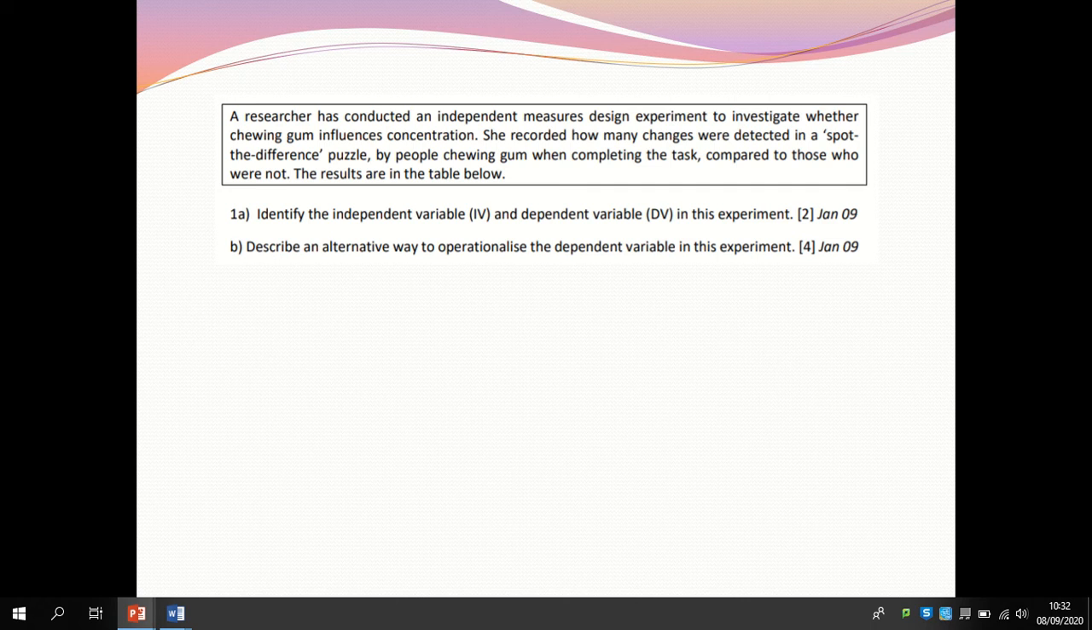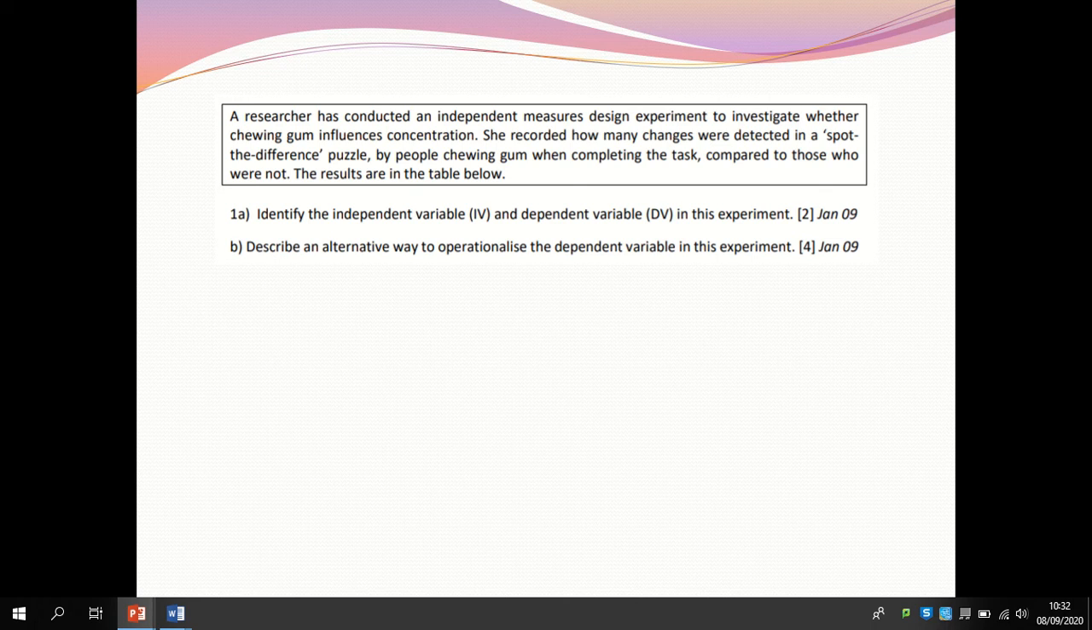You've got to think about it. So you could say, for example, an alternative way to operationalize the DV of concentration could be, and then you've got to think about a way that you could measure concentration. You could say by giving participants a jigsaw puzzle to do and seeing how long in minutes it takes them to complete the jigsaw puzzle. This could be a way to measure concentration.